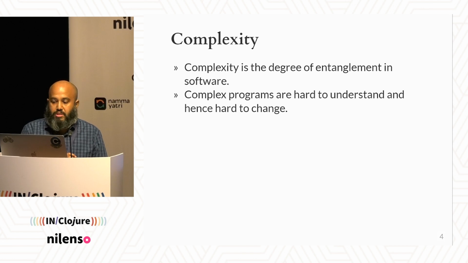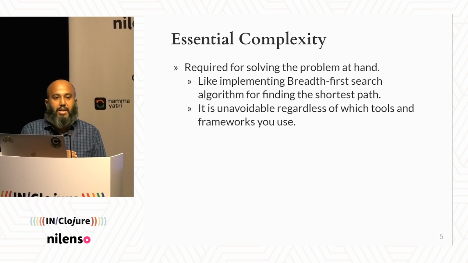Fred Brooks discussed complexity in great detail in his 1986 paper called No Silver Bullet, in which he classified complexity in software in 2 categories: essential complexity and accidental complexity, right? So essential complexity is essential. You're trying to find the shortest path between 2 nodes. You have to implement breadth first search or depth first search or some sort of algorithm, right? It's unavoidable. It is what you're trying to accomplish, regardless of how you do it, right?